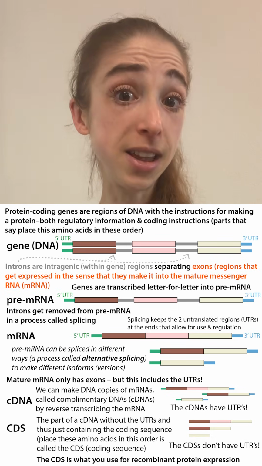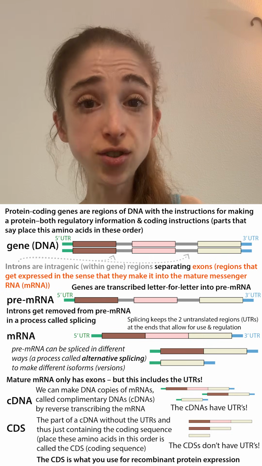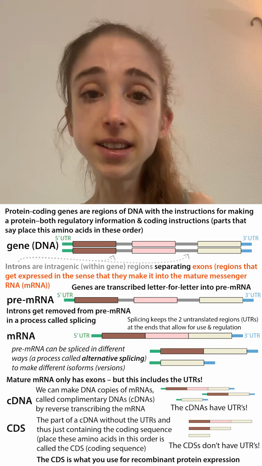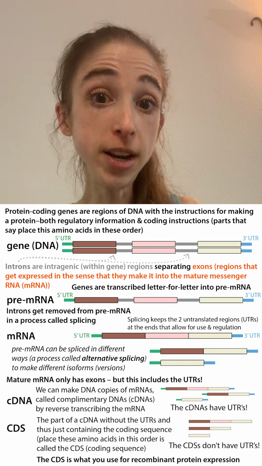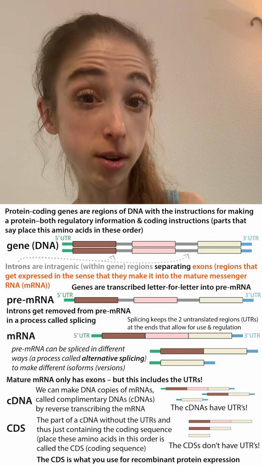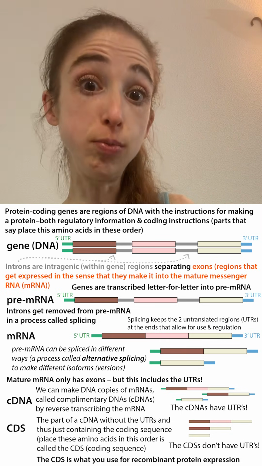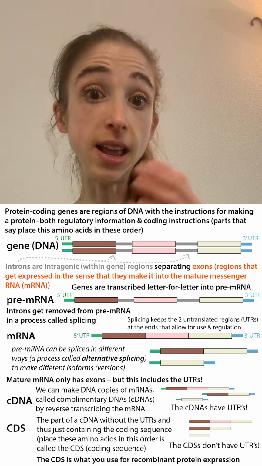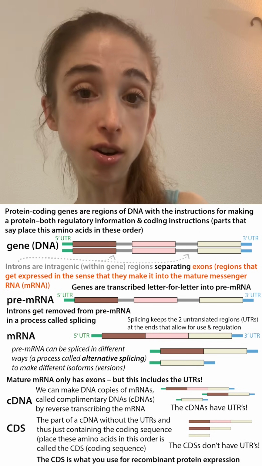So let's step back and think about what we actually mean by gene. Genes are regions of DNA that have the instructions for making a protein. This includes the regulatory regions as well as the regions that actually have the information for placing amino acids in a specific order to make a specific protein. Genes are transcribed into pre-messenger RNA. So you make a letter-for-letter copy of the DNA. We call this the pre-messenger RNA.